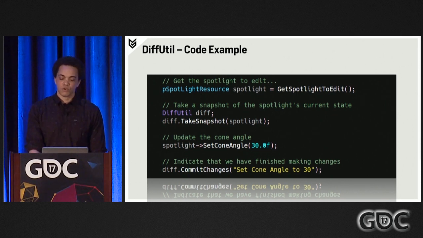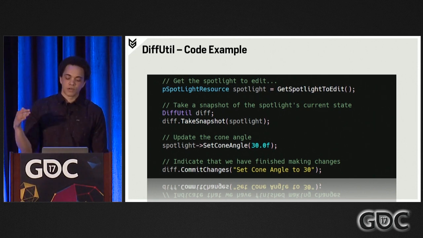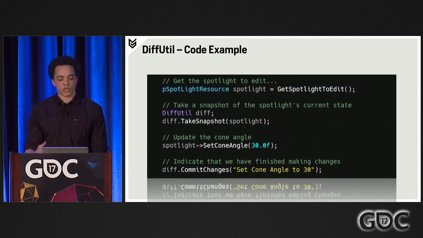And we also supply a human-readable description of what we just did, which can be shown to the user in the user interface, for example. And then the diffutil will compare the snapshot against the current state, and it will produce a transaction that describes that change. And that's the only interaction that a programmer who's writing editor code actually has to perform to work with the undo system.